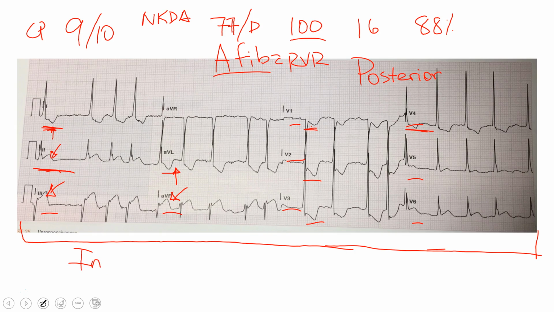We can expect an inferior MI is what we're thinking. And then we see the depression in V2, 3, and 4. So reciprocal changes are evident in lead 1, right here is what we're talking about, and lead AVL as well.